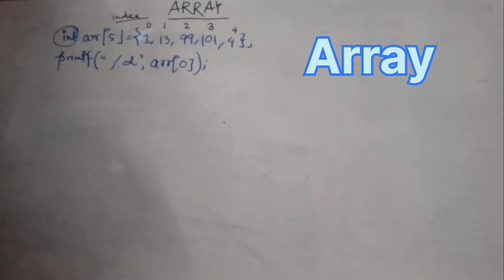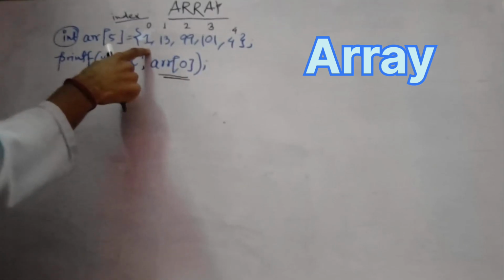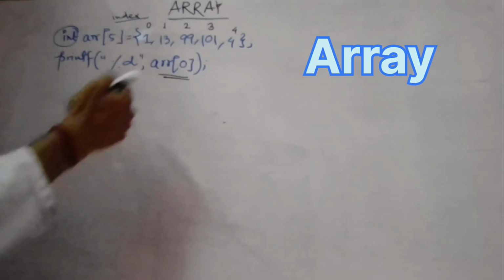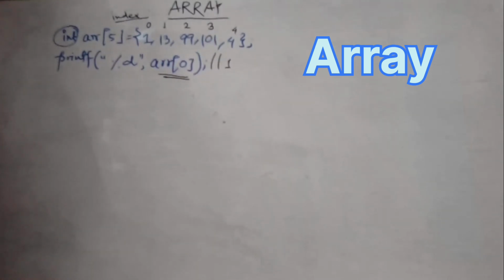Hope you have understood the previous one. So array of 0 means this first value. Array of 0 means 1, so 1 will be printed.